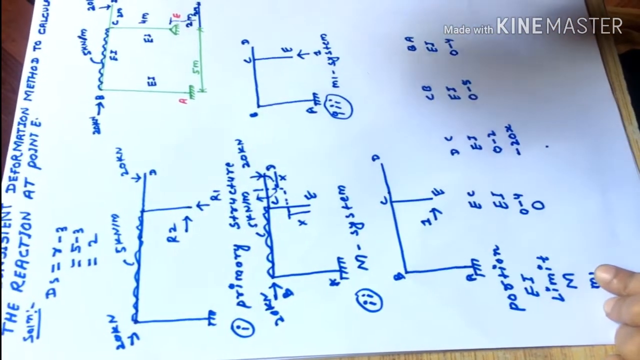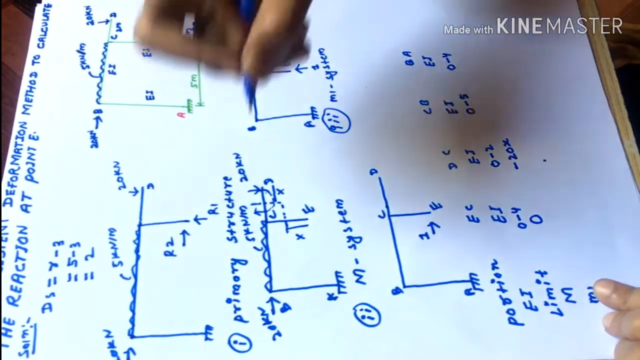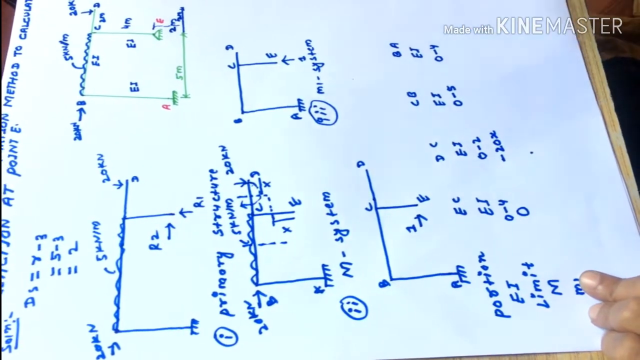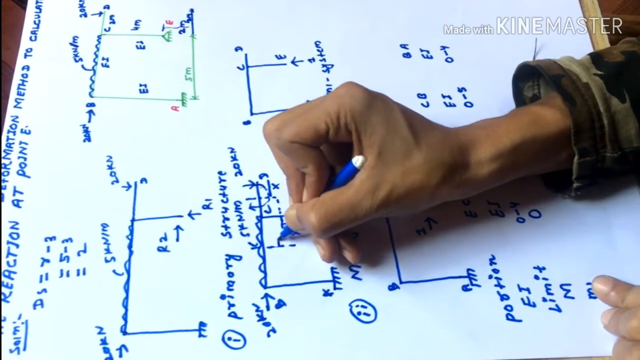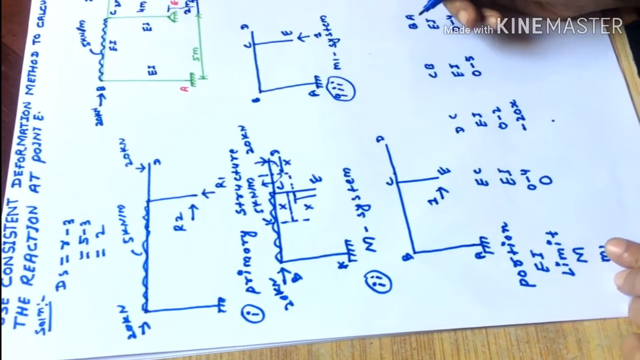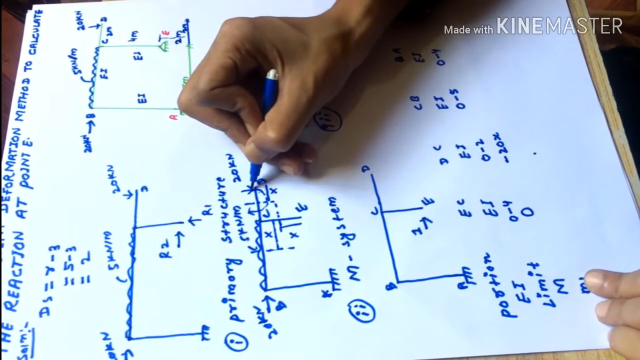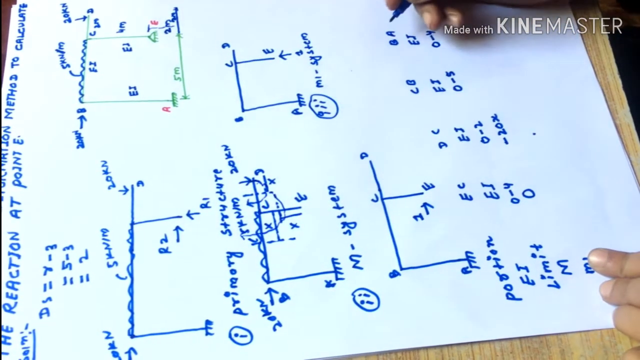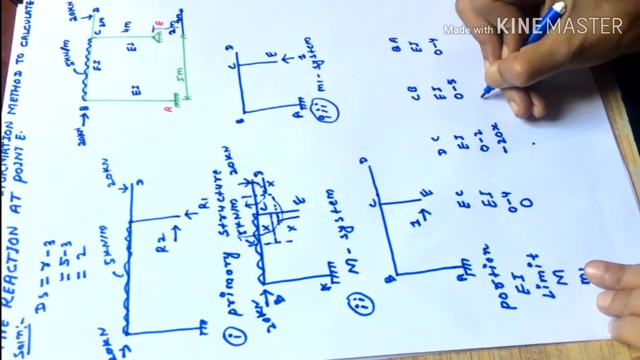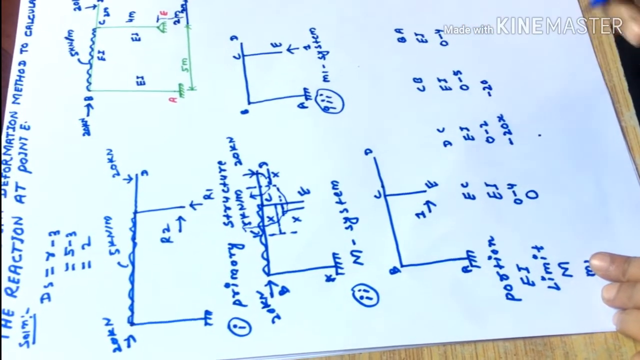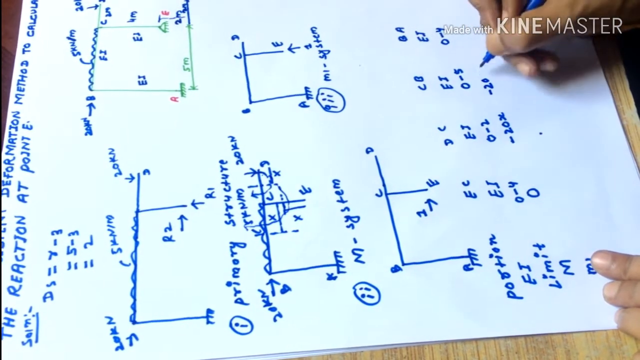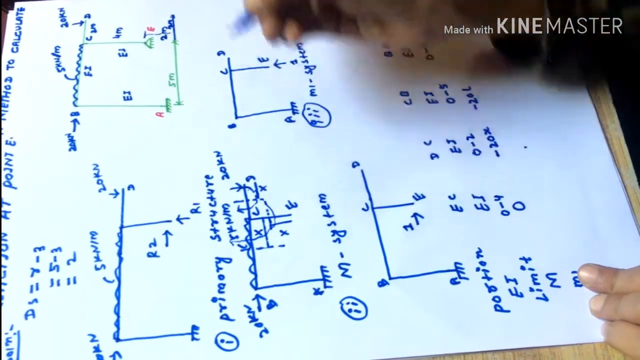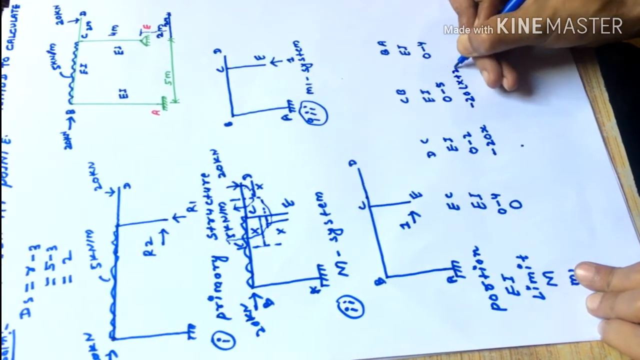Next, for portion CB, C is the origin. So let us take a section at a distance of X from the origin C. In the figure we can see this 20 kilonewton force will rotate this section in a clockwise direction. On moving from right to left, the clockwise direction is taken as negative, so minus 20. And the perpendicular distance is X plus this distance, which is 2 meter, so X plus 2.